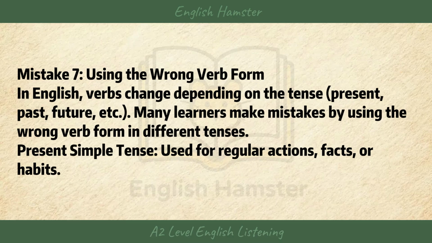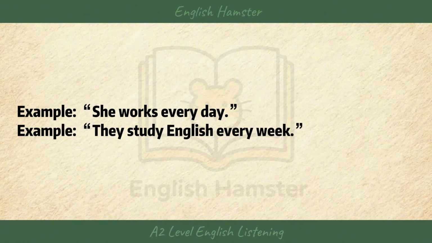Mistake 7. Using the wrong verb form. In English, verbs change depending on the tense: present, past, future, etc. Many learners make mistakes by using the wrong verb form in different tenses. Present simple tense, used for regular actions, facts, or habits. Example, she works every day. Example, they study English every week.